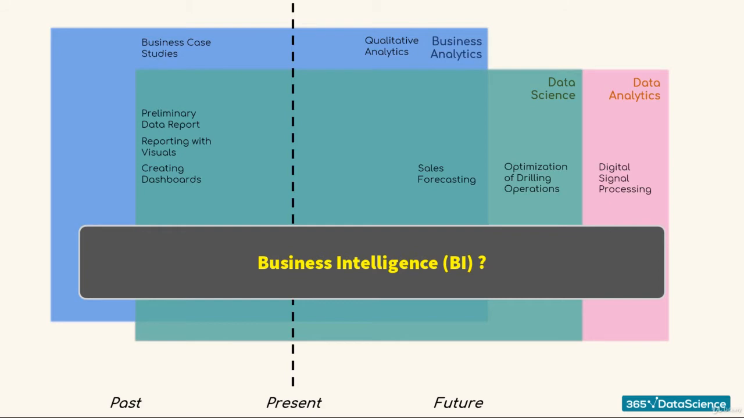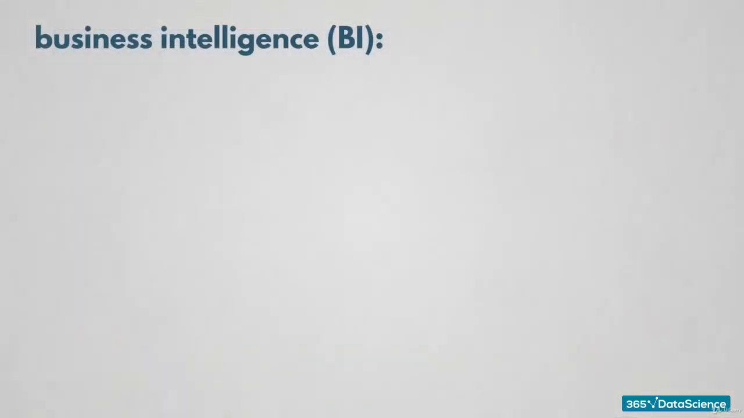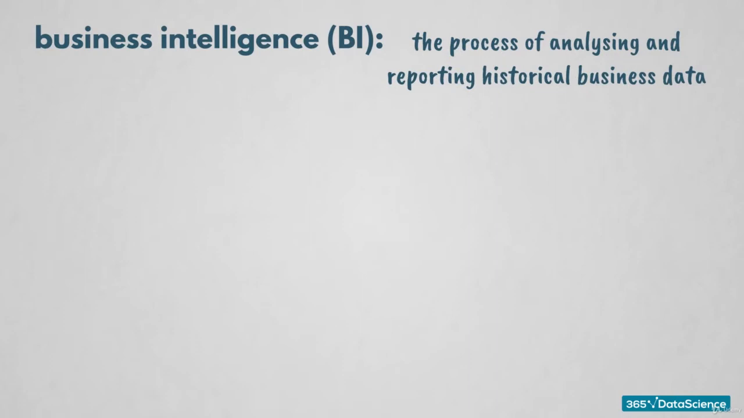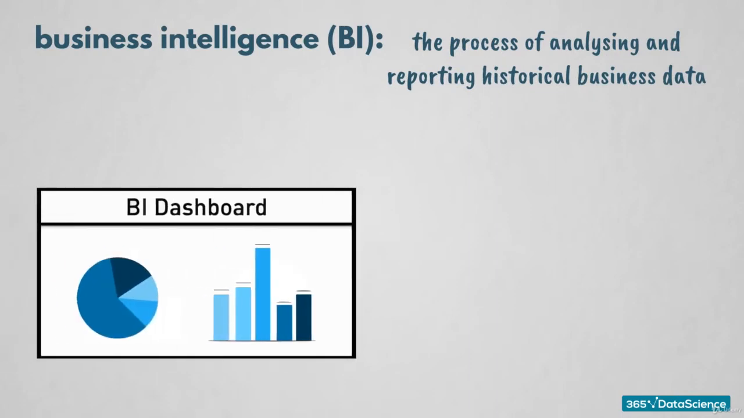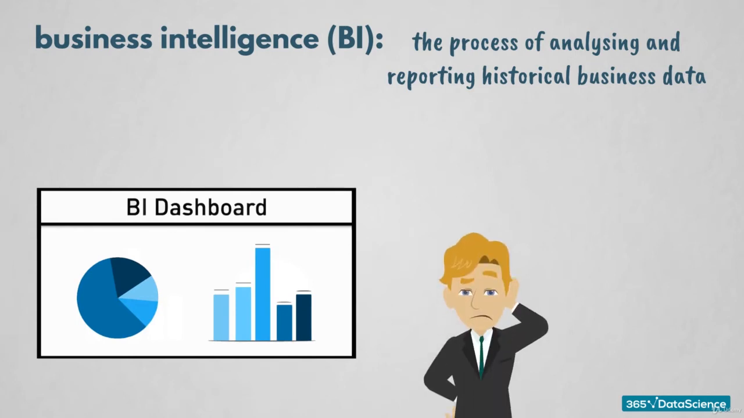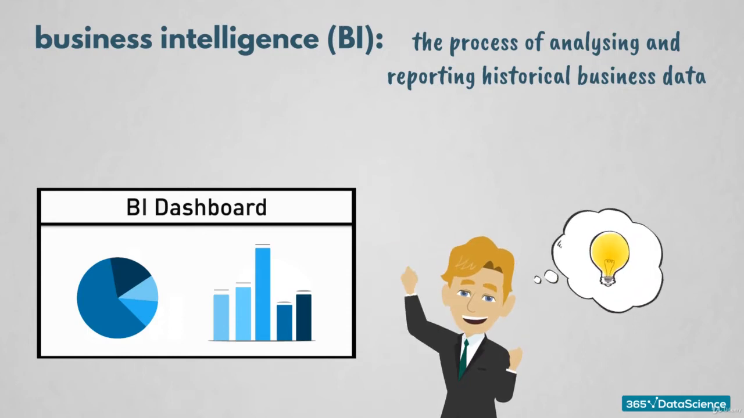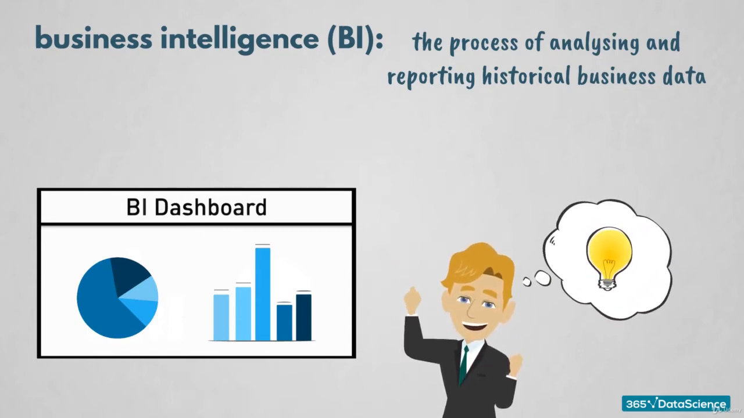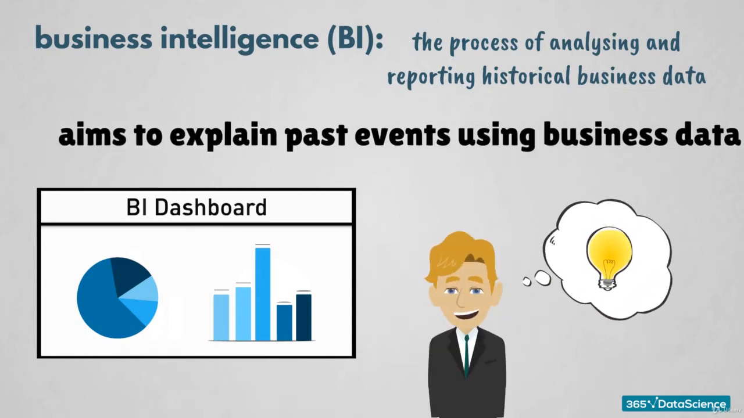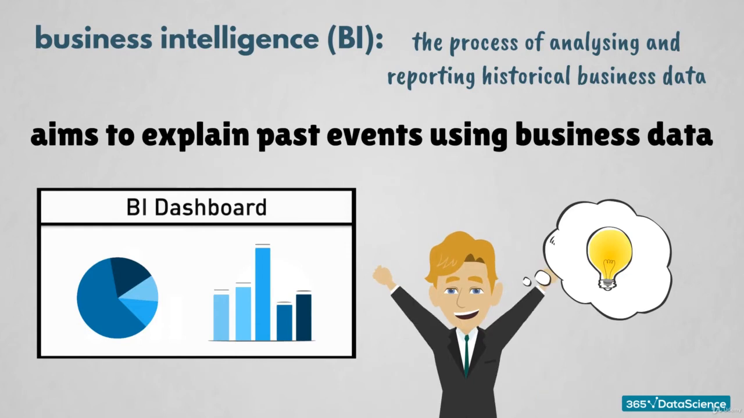Remember the following. Business intelligence, or BI, is the process of analyzing and reporting historical business data. After reports and dashboards have been prepared, they can be used to make informed strategic and tactical business decisions by end users, such as the general manager. Concisely put, business intelligence aims to explain past events using business data.